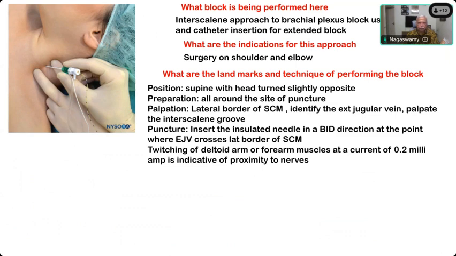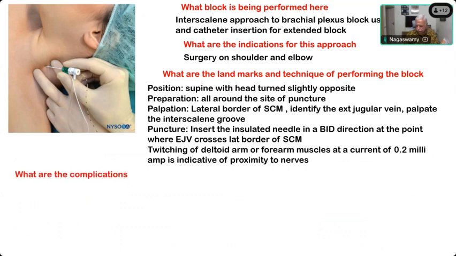Preparation all around the site of puncture. Palpate the lateral border of sternocleidomastoid. Identify the external jugular vein. Palpate the interscalene groove. Then puncture: insert the insulated needle in a posterior, inward, downward direction, at the point where the EJV crosses the lateral border of sternocleidomastoid. And what response should you get? Twitching of deltoid, arm or forearm muscles with a current of 0.2 milliamperes indicates correct placement.